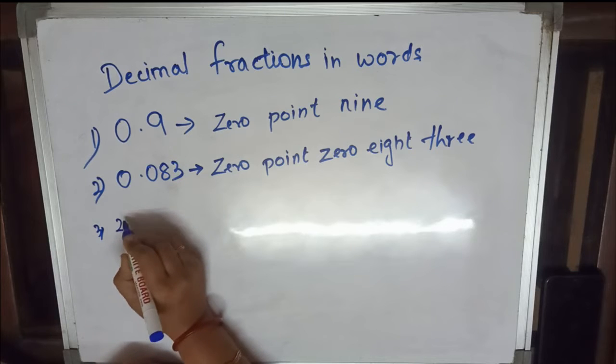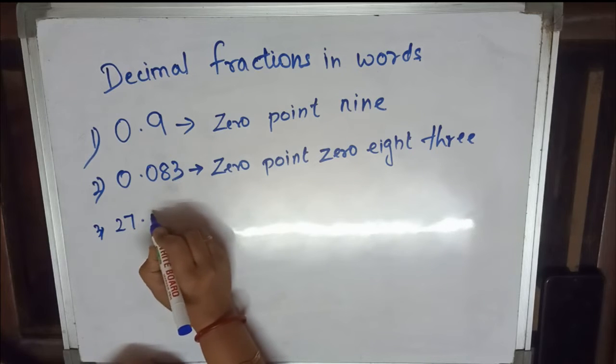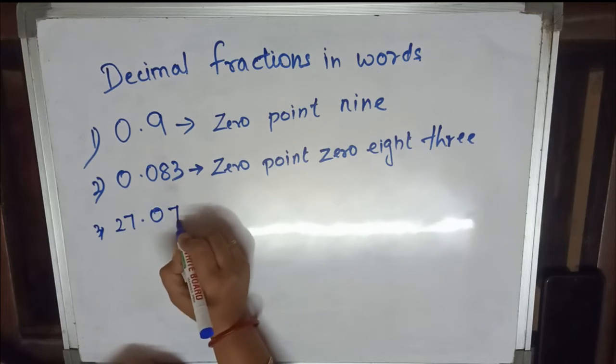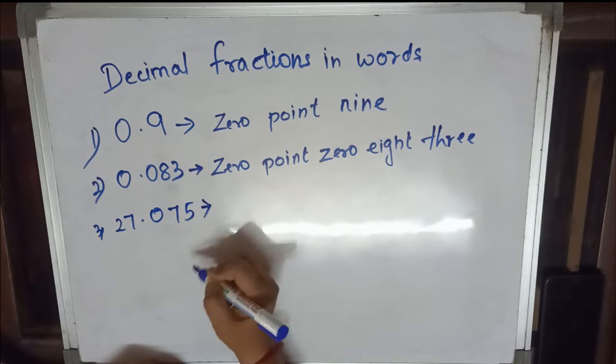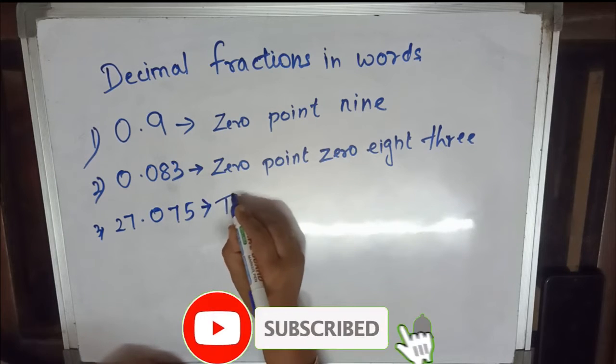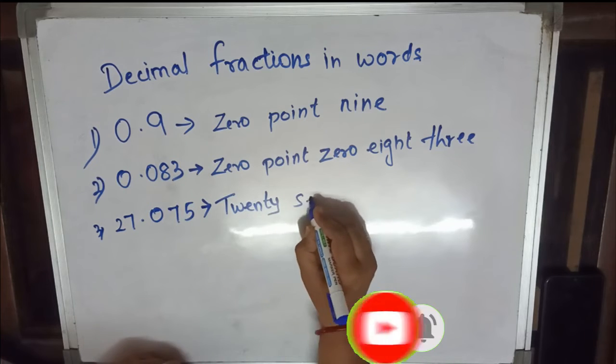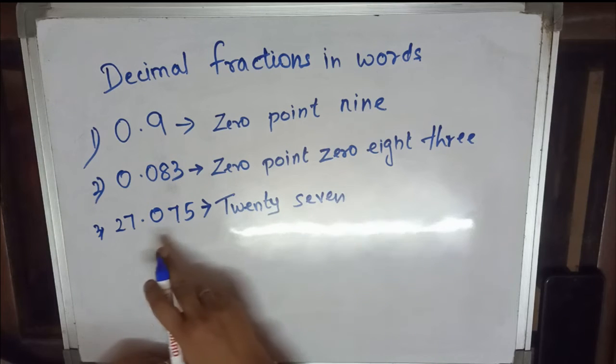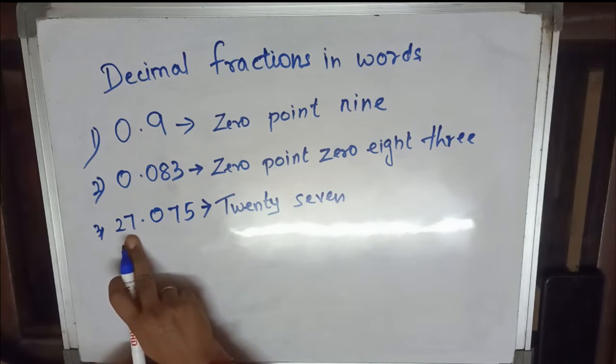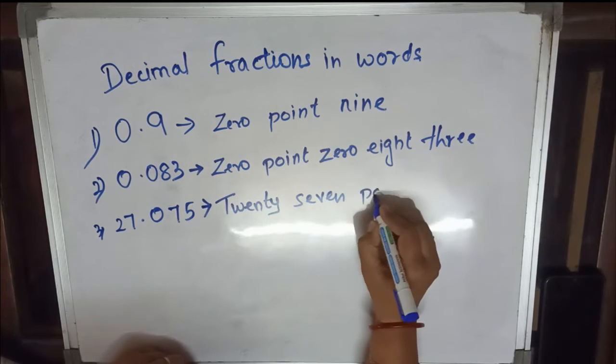Suppose whole number will be 27.075. So how we will write? 27. This is the whole number, so we can read the number combined. 27.075.